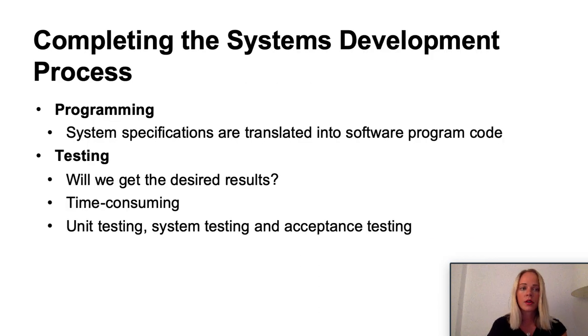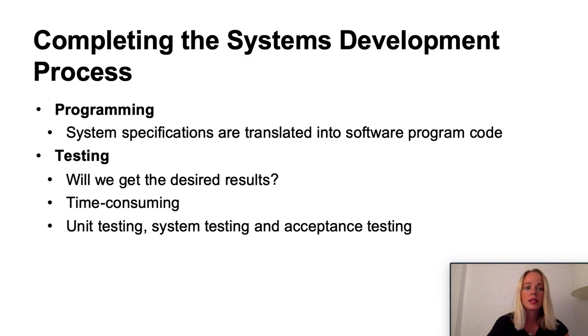There are still 4 remaining steps in systems development process that are programming, testing, conversion, and production and maintenance. Programming is the stage when the prepared system specifications are translated into a software program code. Nowadays, it is very common that companies purchase a software from external resources rather than programming the software themselves.